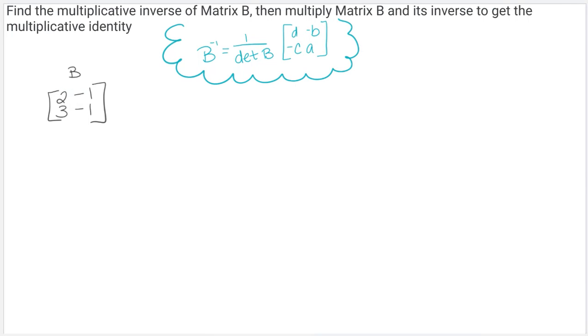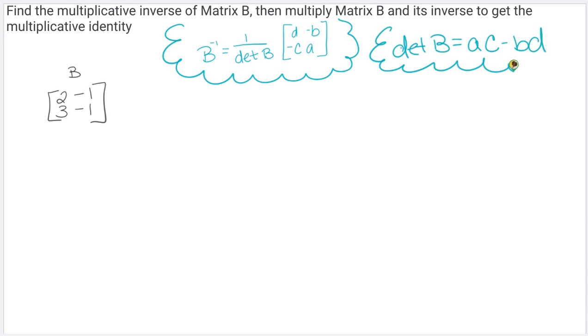So the formula that you see at the top for the inverse of B is how we would find the inverse of B. So the first thing that I'm going to do is find my determinant of B so I can plug that into our equation for our inverse. So the determinant of B, as we should recall, is going to be A times D minus B times C, right? I had to remember that off the top of my head.